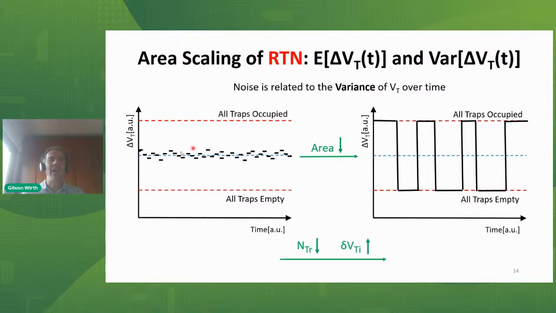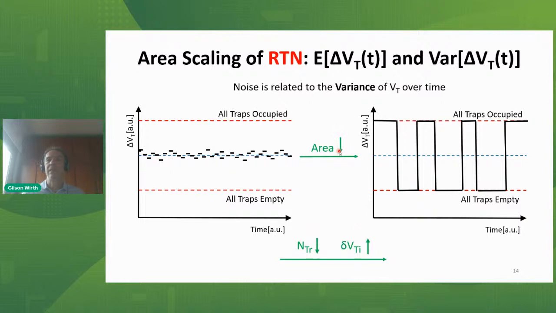So if you have a large area device, here's time, and here I put threshold voltage, but that's current, you see some fluctuations. The fluctuations are related to the states of the traps. If all traps were occupied, you would have a larger VT, which relates to a lower current. If all traps were empty, you'll have a lower VT, which relates to a higher current. But you get something in between. So we get a decreasing number of traps, but an increasing amplitude contribution.